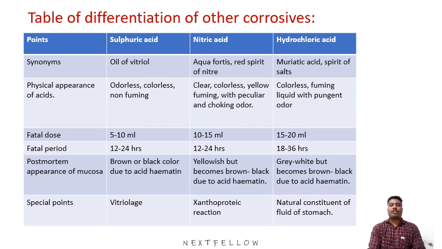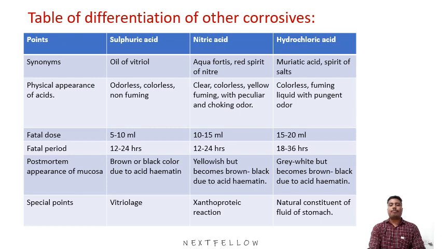The physical appearance of the acids is as follows. Sulfuric acid is an odorless, colorless, non-fuming liquid. Nitric acid is clear, colorless to yellow, fuming with a peculiar and choking odor. Hydrochloric acid is a colorless, fuming liquid with a pungent odor. Fatal dose of sulfuric acid is 5 to 10 ml, nitric acid is 10 to 15 ml and hydrochloric acid is 15 to 20 ml. Fatal period for sulfuric acid is 12 to 24 hours, nitric acid is also 12 to 24 hours and hydrochloric acid is 18 to 36 hours.